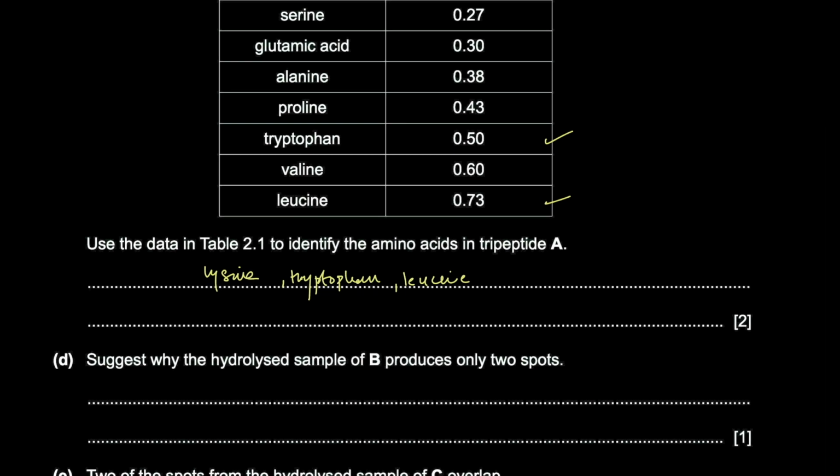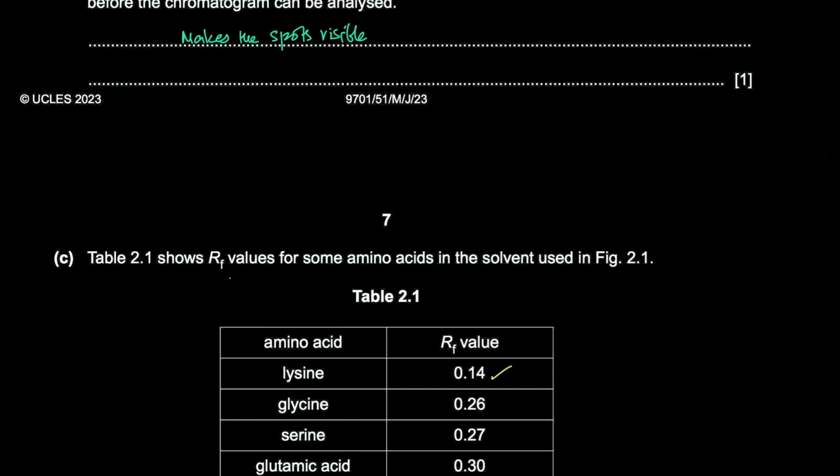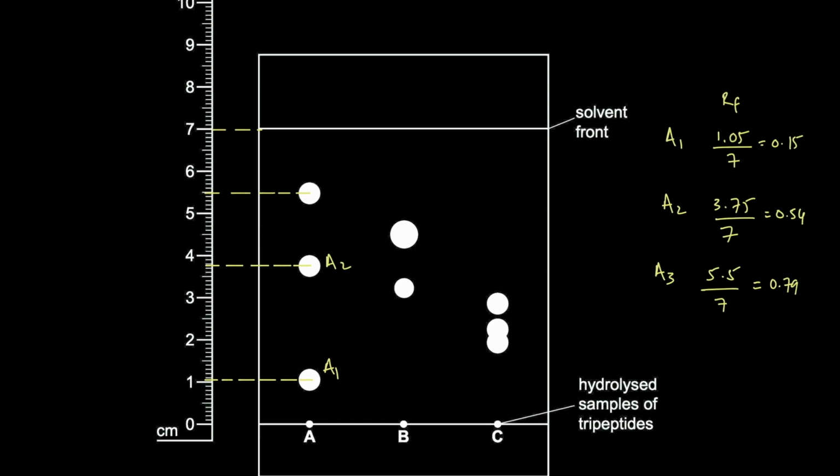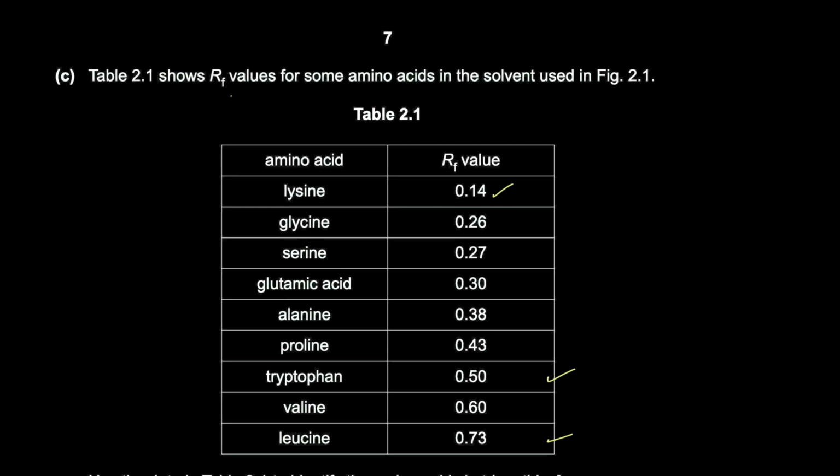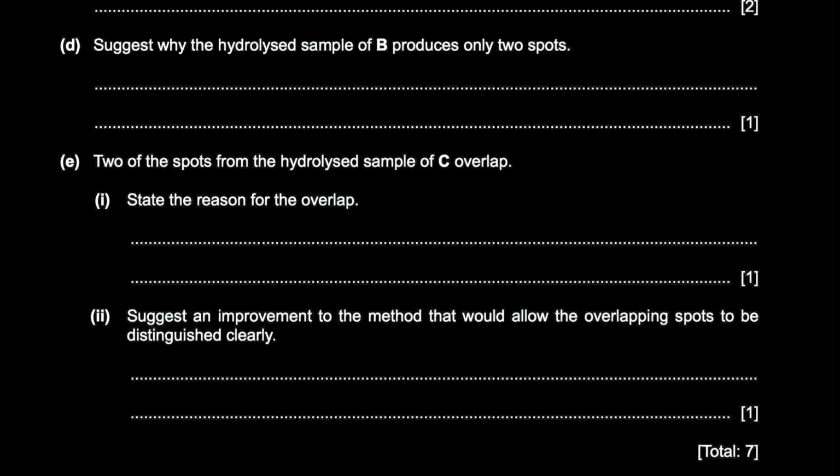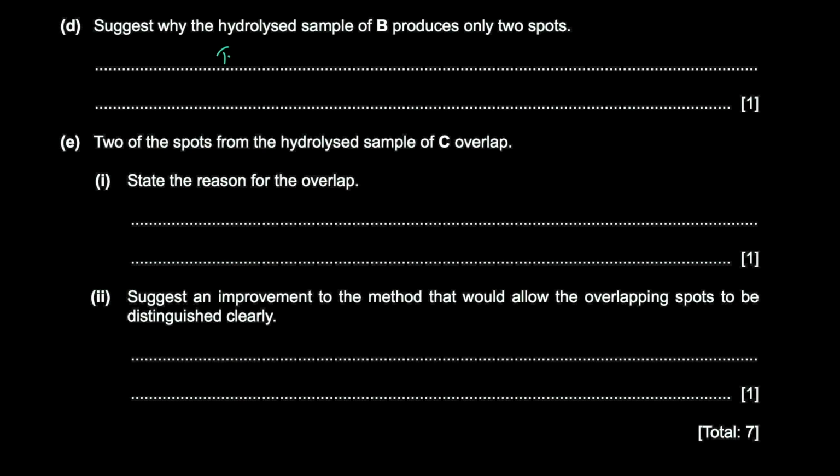Suggest why the hydrolyzed sample of B produces only 2 spots. The reason it produces only 2 spots is because we have a tripeptide, but we could have 2 identical amino acids. A tripeptide is made of 3 amino acids, but it doesn't have to be 3 different amino acids. You could have 2 identical amino acids and then a third amino acid. So the reason we get only 2 spots is because 2 of the 3 amino acids are identical.